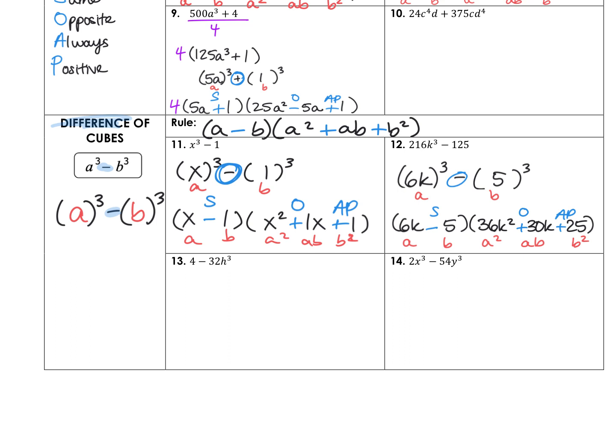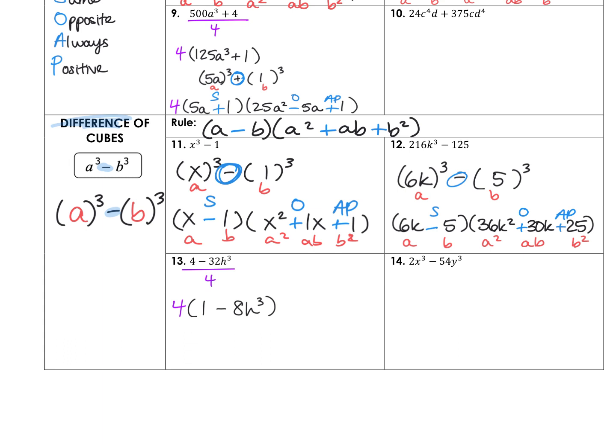Okay, let's do 13. That'll be the last one. Does 13 have a GCF? 4. It does. Yeah, 4. Your Q should be like 4 and 32 are not perfect cubes. So in order for them to maybe be perfect cubes, you would have to divide by a GCF first. So that would leave me with 1 minus 8h to the third.